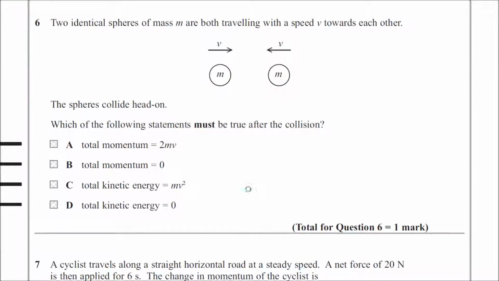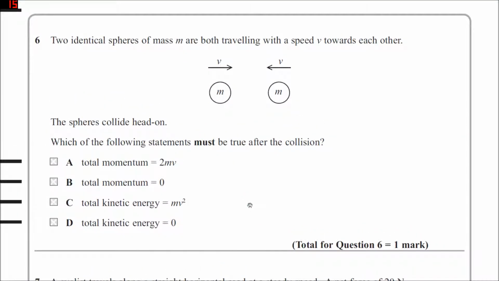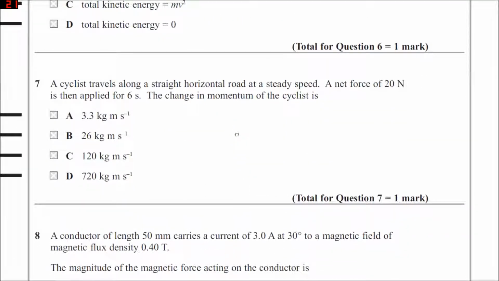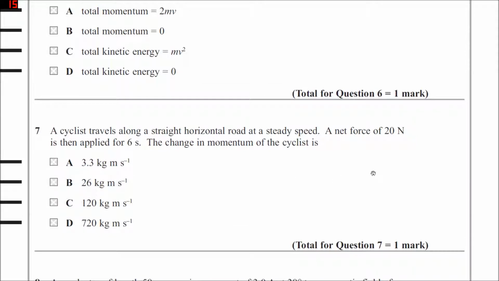Okay, these two have mass m traveling towards each other with speed v. Which of the following statements must be true after the collision? It's got to be total momentum equals 2mv, right? So the momentum before is... Oh, no, the total momentum equals 0. Yeah, it's definitely B. They're going in opposite directions, aren't they? So the total momentum is 0. So yeah, B.